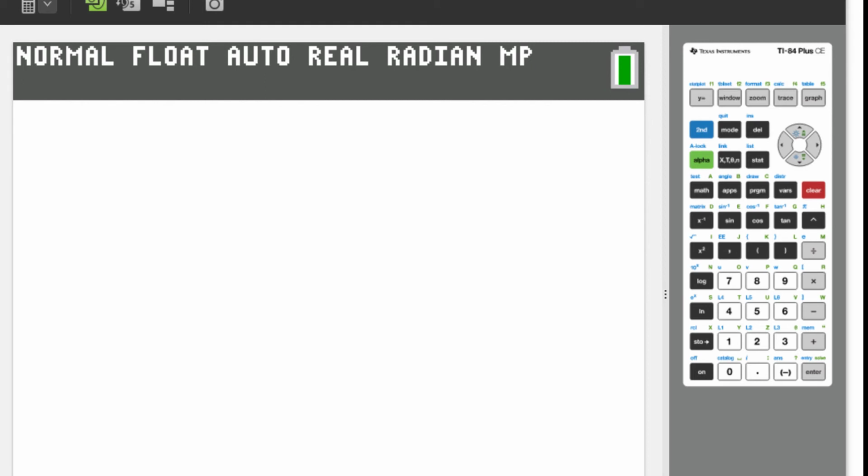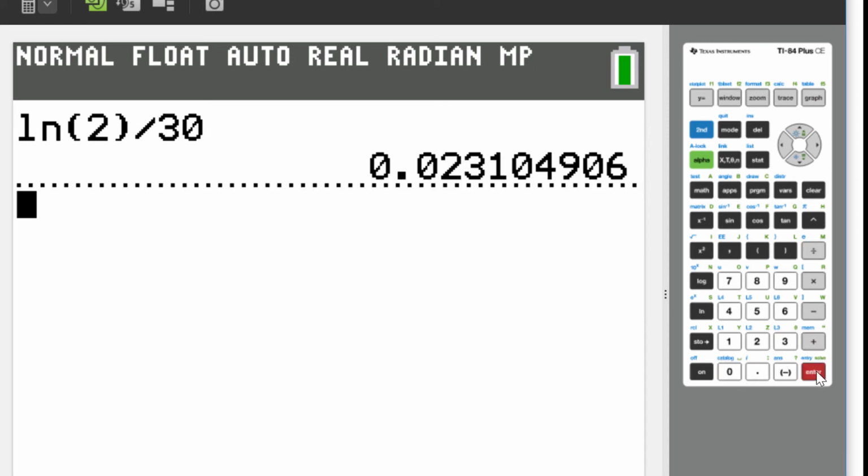Let's use the calculator to compute this number. This is a TI-84 calculator screen. We're going to use the natural log. I'm going to do this a little bit differently. Let's find the divisor first. So ln of 2 and divide that by 30. So that number times -1 is the decay rate.